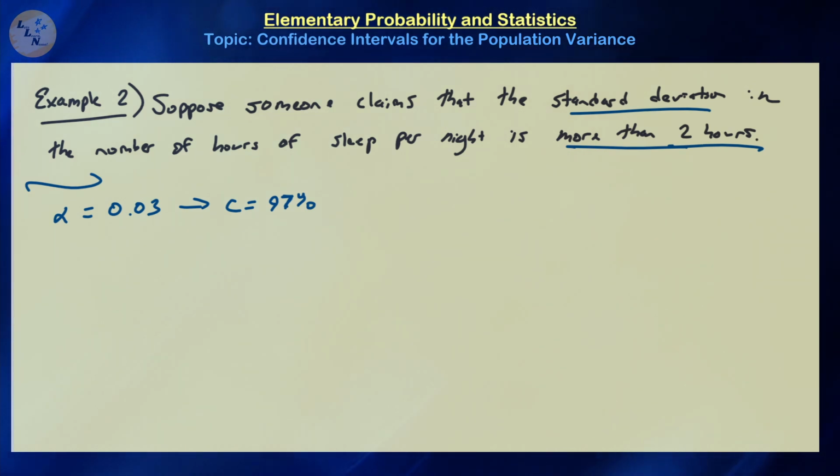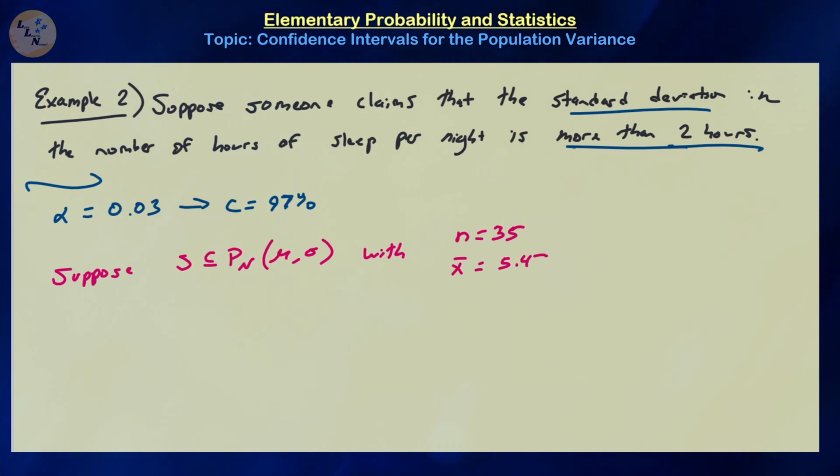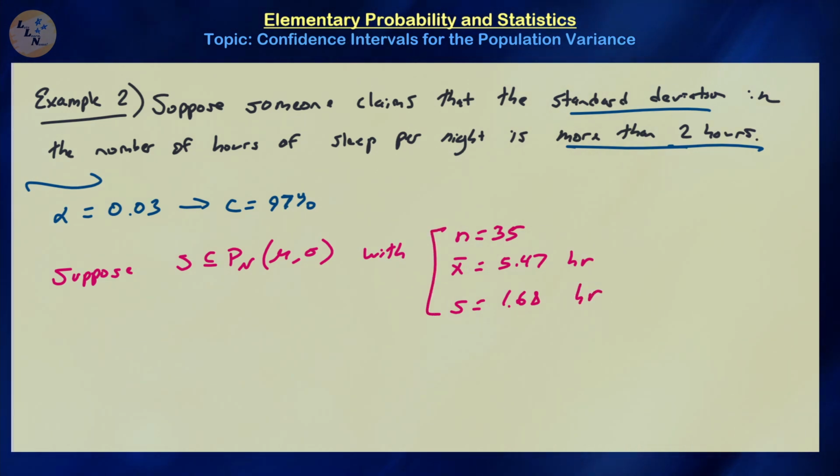So let's also gather a sample. Let's suppose that we gather a sample, and let's assume that the sleep hours are normally distributed, and that we do not know mu and we do not know sigma. And let's pretend that the sample we get was of size 35. Let's assume that the average was equal to 5.47 hours, and that the standard deviation of the sample we obtained was 1.68 hours.